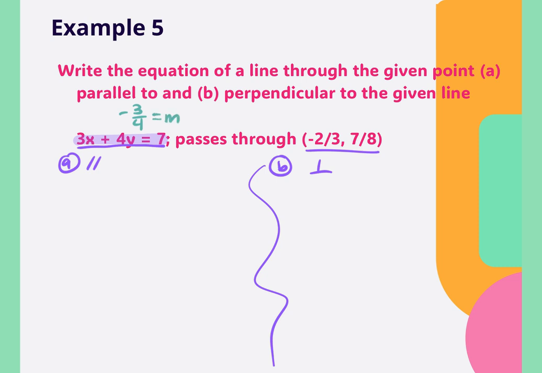If A wants the equation of a line that's parallel to that, what slope do I use for part A? Negative 3/4. I keep it the same. If B wants the equation of a line that's perpendicular to the original line, then what slope am I using for B? Positive 4/3. So if it's parallel, we keep it. If it's perpendicular, we make it the opposite reciprocal. Still with me?